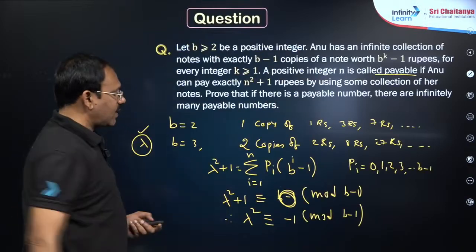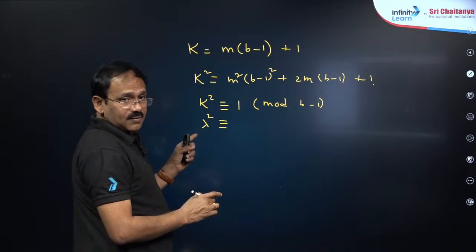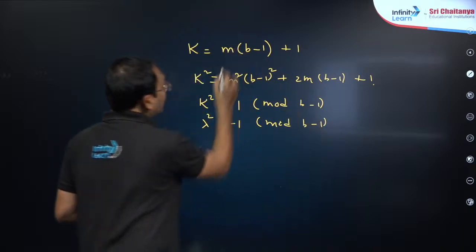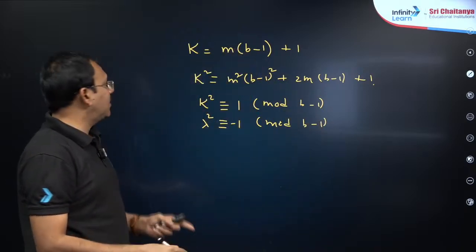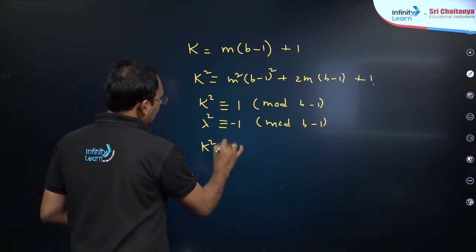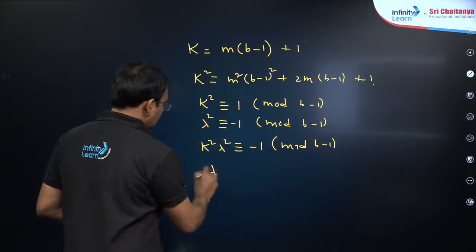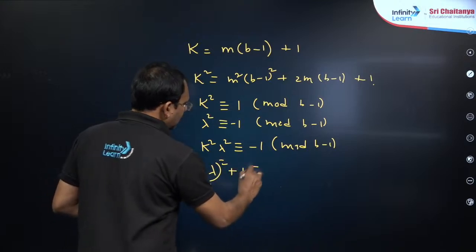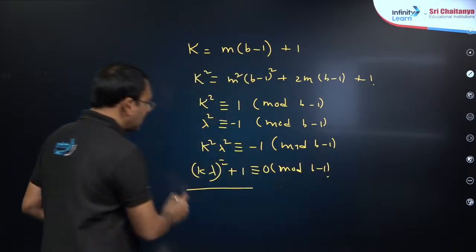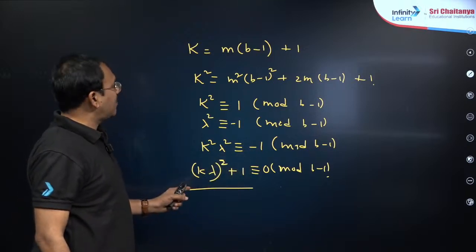Already we got lambda square is congruent to minus 1 mod b minus 1. So lambda square, this is a given number. This is a number I have constructed because b is given. For a given b, m is my choice. I can take any m. So now just consider k square lambda square, which is congruent to minus 1 mod b minus 1. That means k square lambda square plus 1 is congruent to 0 mod b minus 1. What does it mean? That means k lambda is also a payable number, right?